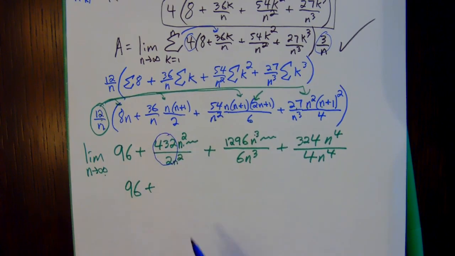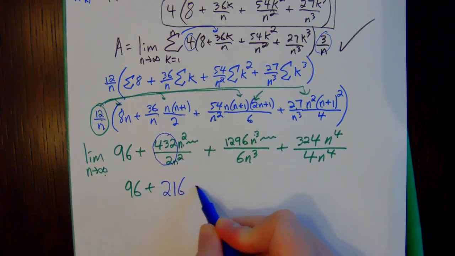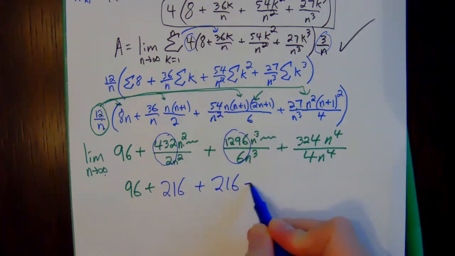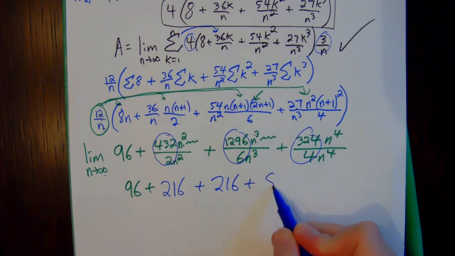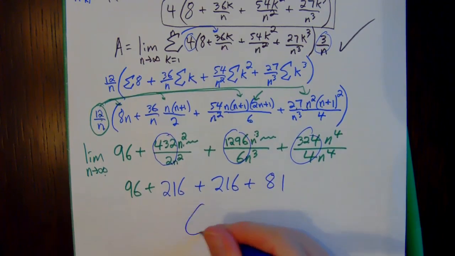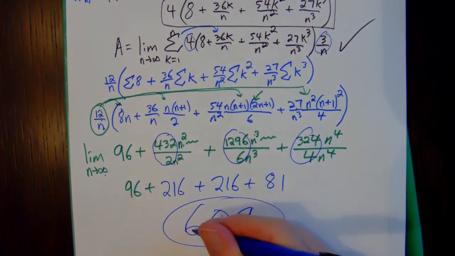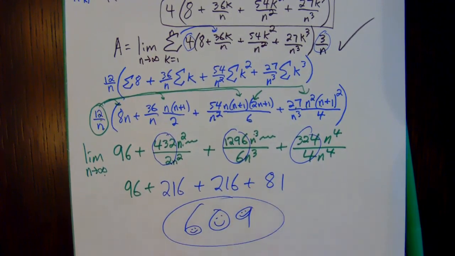So 432 divided by 2 will give us a 216. 1296 divided by the 6 will give us another 216. And then 324 over 4 is going to give us an 81. So we're going to get 609 for our final answer.